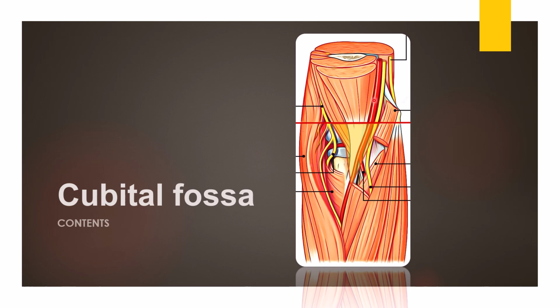Then another thing is the brachial artery. In the cubital fossa only, the brachial artery terminates as the radial artery and ulnar artery. The radial artery becomes superficial and the ulnar artery goes deep. Then the next one is the tendon of biceps. The lower end of the muscle becomes a tendinous part and this gets inserted into the radial tuberosity. So here this is the tendon of biceps.